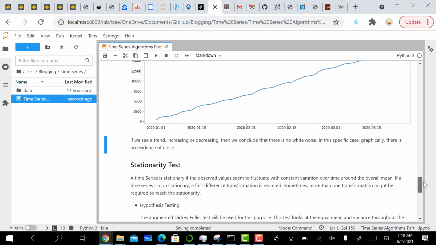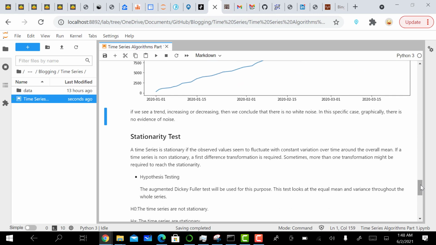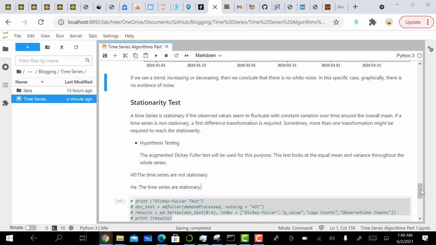There's no white noise, and the first step in your analysis, whenever you deal with time series, is to conduct a stationarity test. What is a stationarity test? A stationarity test helps you find out if the observed values fluctuate with a constant variation over time, around some type of overall mean. If that is the case, then we say that the time series is stationary. If that's not the case, then we conclude that the time series is non-stationary, and a first difference transformation is required. What do I mean by difference transformation? We're going to talk about it in our next tutorial.